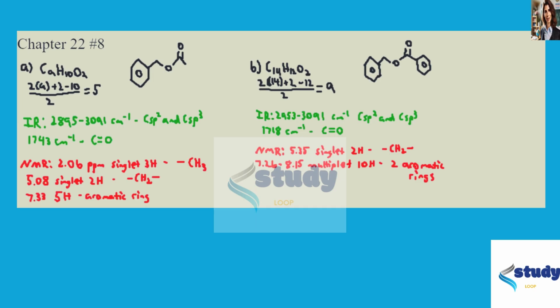This is the answer to Chapter 22, problem number 8 from the Smith Organic Chemistry textbook. For this problem, we're given sets of data about two different molecules, and we are asked to use that data to identify the molecules.